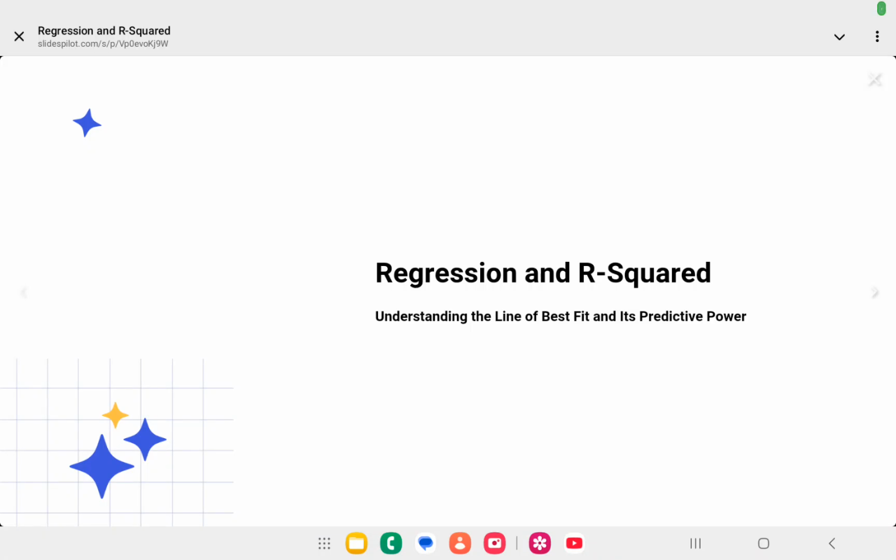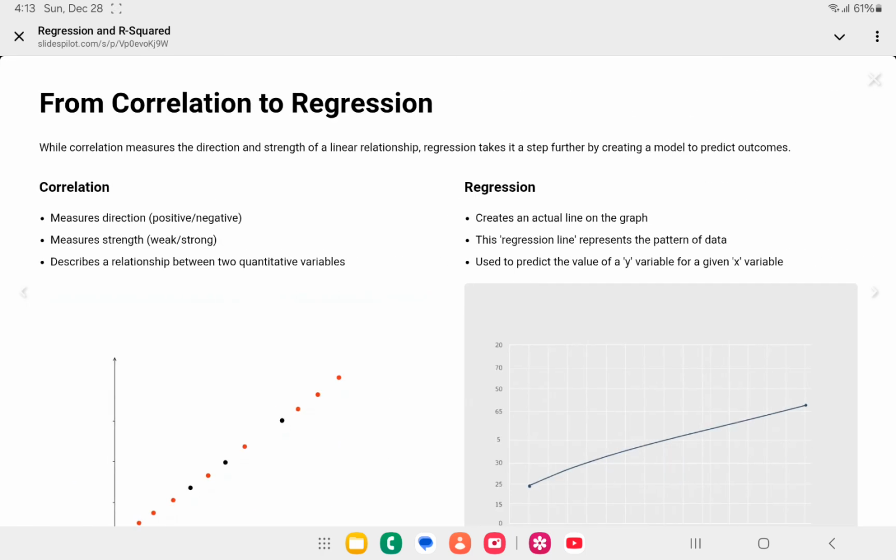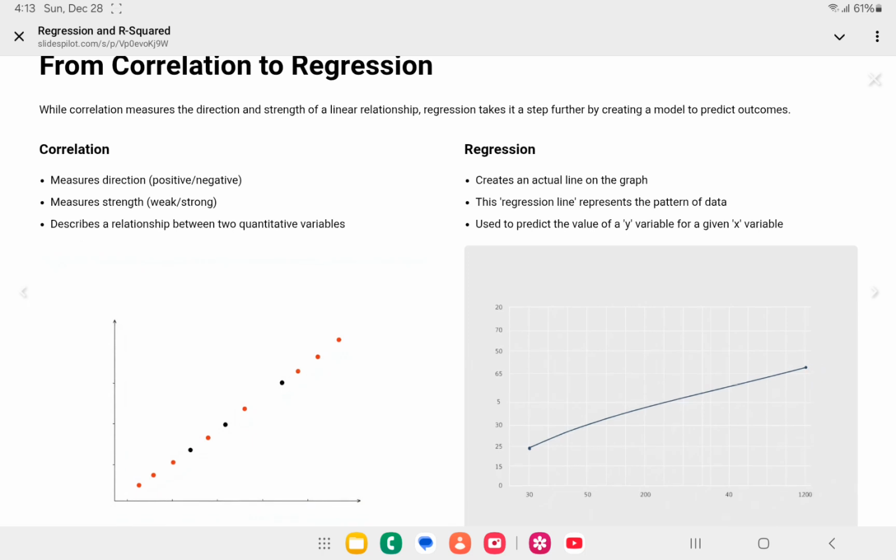In this video, we will be looking at regression and R-squared. When we talked about correlation, we talked about how we can use it to measure the direction and strength of a linear relationship shared between two quantitative variables. But when we talk about regression, we talk about making an actual line on the graph. This is a line that represents the pattern of data, and this line is known as the regression line.